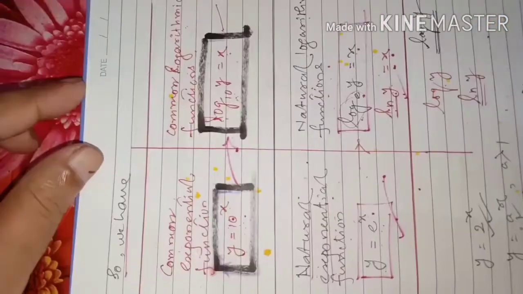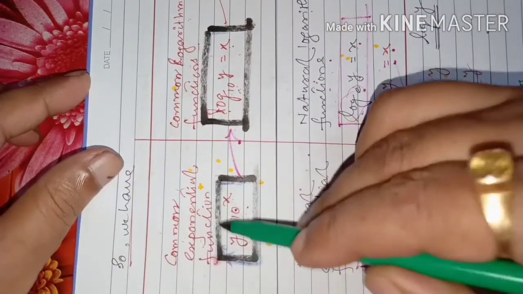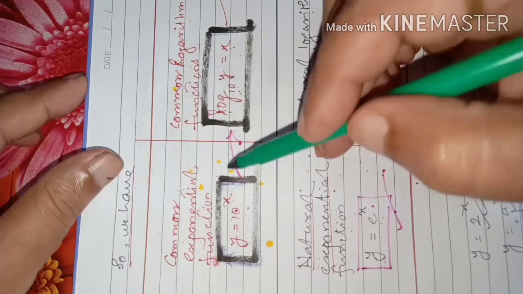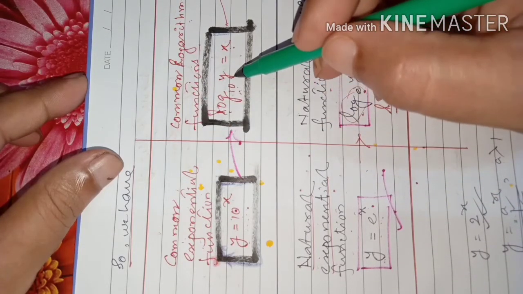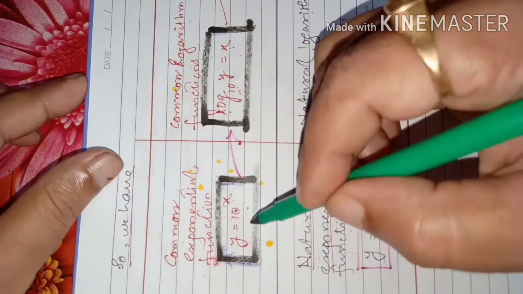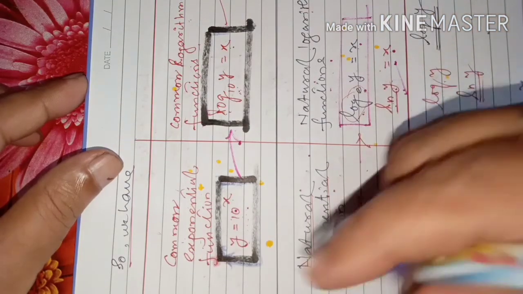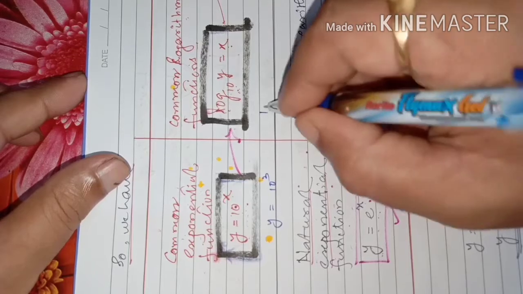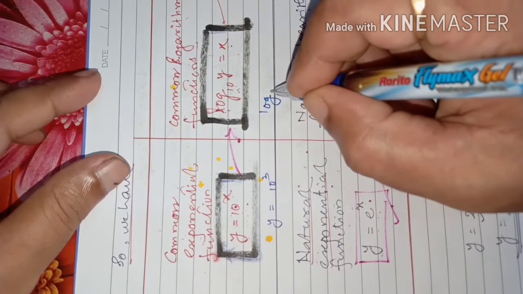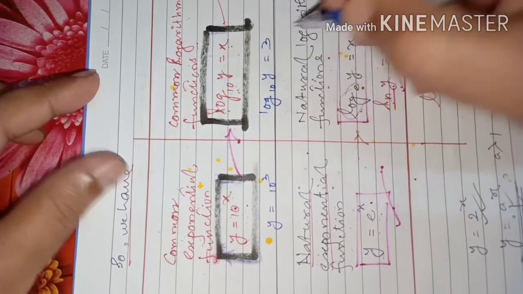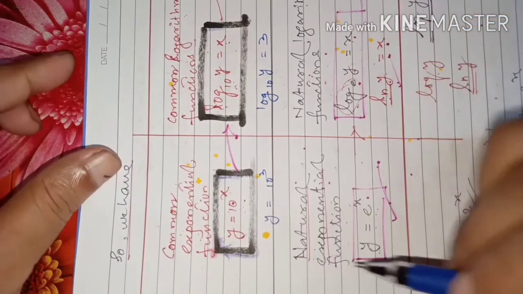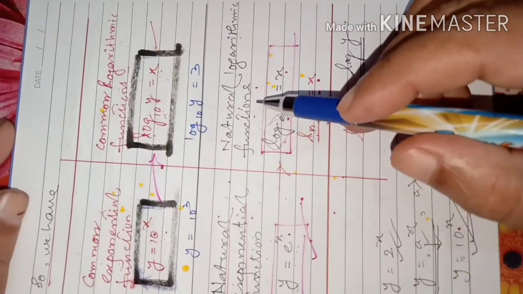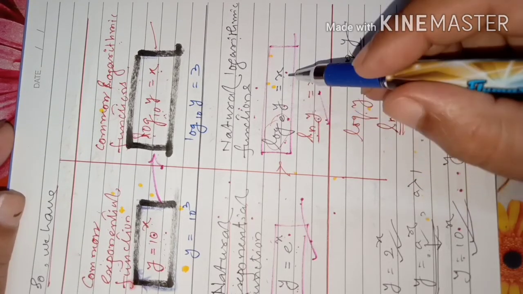Now once again, common exponential function is y equal to 10 to the power of x, and common logarithmic function is the inverse of this, log to the base 10 of y is equal to x. So like this you can say y equal to, suppose, 10 cube, then you will say log to the base 10 of y is equal to 3. That is the meaning of it. Okay, natural exponential function y equal to e to the power of x. Then natural logarithmic function is log to the base e of y equal to x.